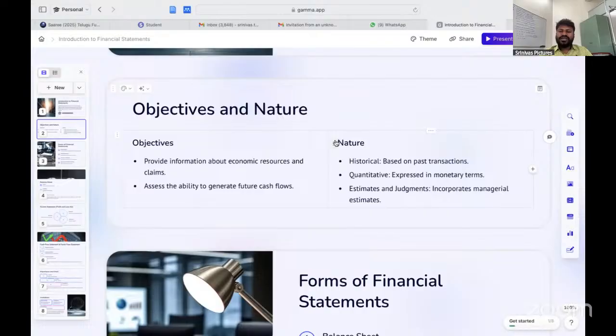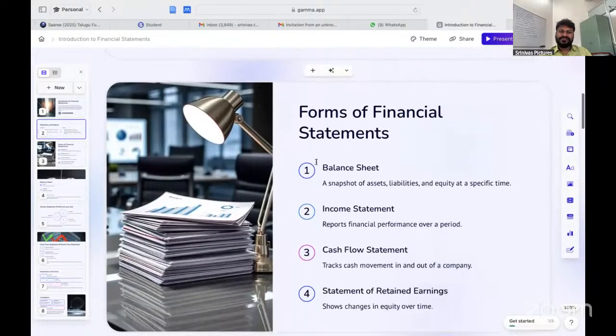And quantitative nature: whatever we are explaining, recording, and analyzing, the entire information is of quantitative nature. Quantitative nature means what? It is expressed in terms of money. Monetary items only we are going to analyze. That is the main purpose. Next one is estimates and judgments, so they incorporate managerial estimates. So this is the nature of the financial statements.